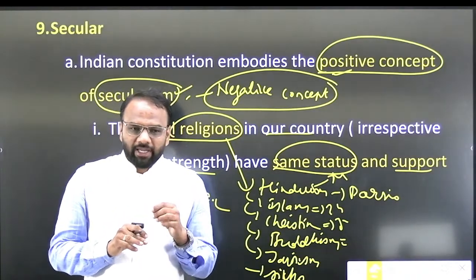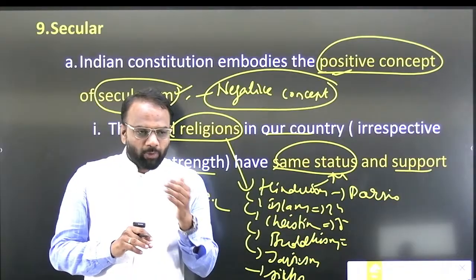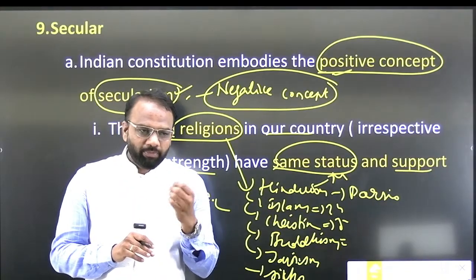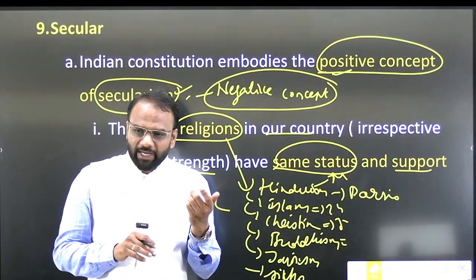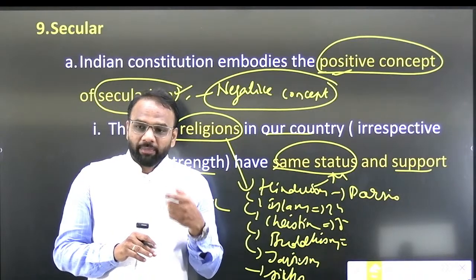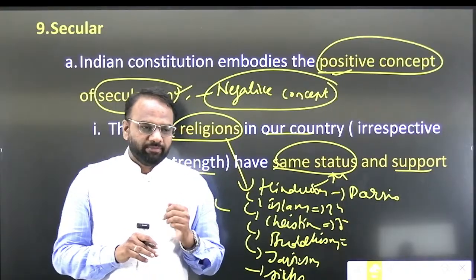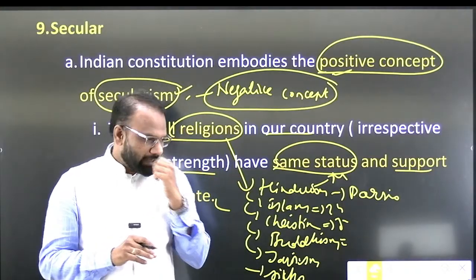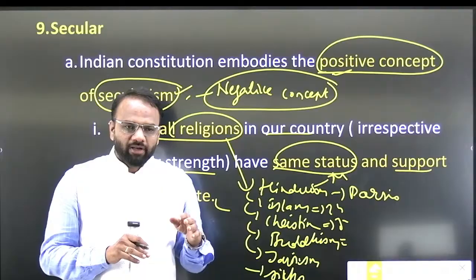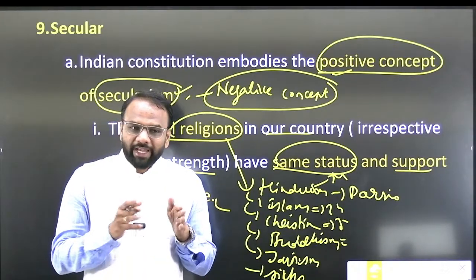Similarly, for Hajj pilgrimage, people who go from India, will they bear the travel expenses? Indian government bears the travel expenses. So when they bear the travel expenses, what does it mean? They are supporting Islam. Similarly, Buddhism related, Jainism related. So different types of support Indian government extends.